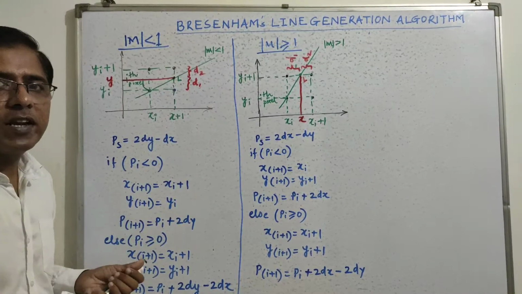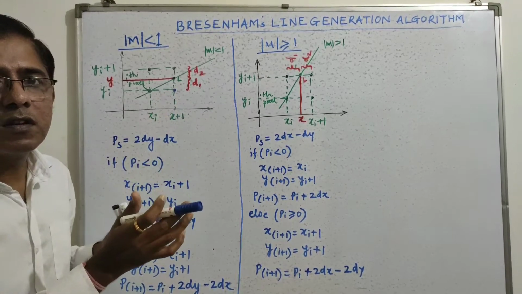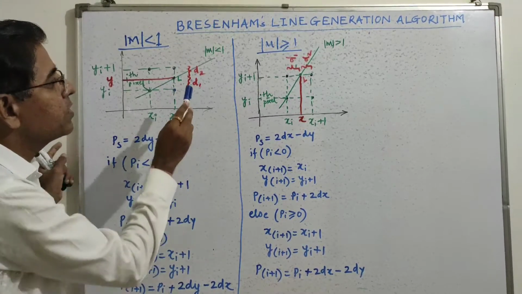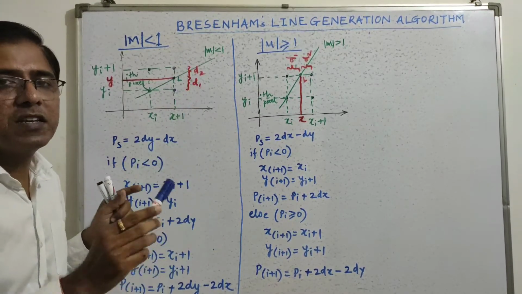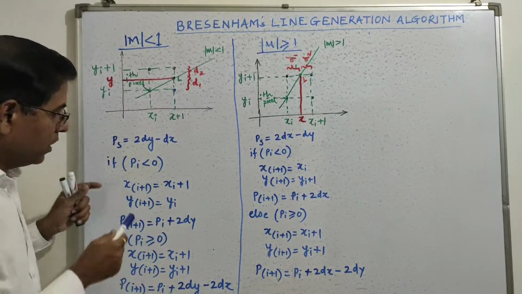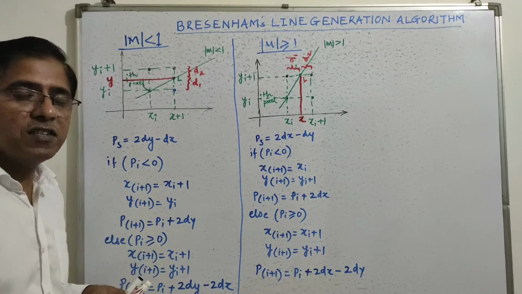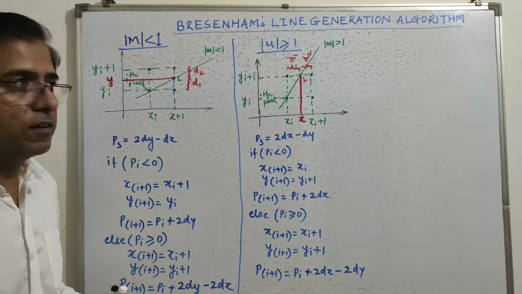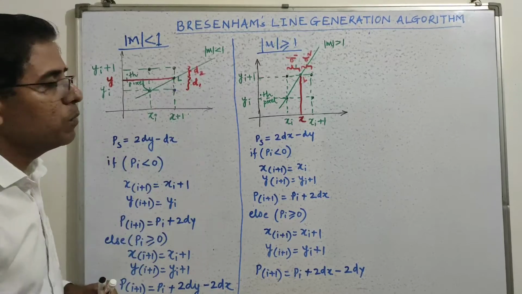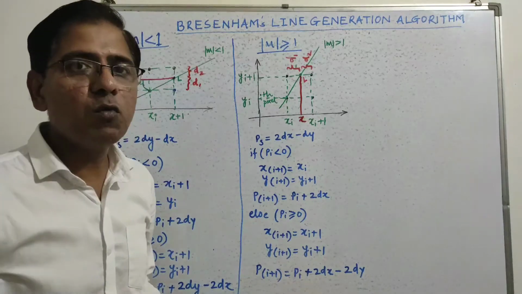As I explained in the previous lecture, Bresenham works by taking the decision between d1 and d2. It compares the value of d1 and d2. If d1 minus d2 is less than 0, or decision parameter pi is less than 0, then one set of x and y values is calculated, and if pi is greater than 0, then another set of x and y values is calculated. This is a summary of slope less than 1, and this is a summary for slope greater than or equal to 1.